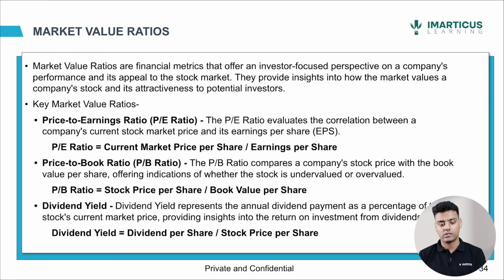The final one is the dividend yield ratio. The dividend yield ratio is calculated using the formula dividend per share divided by stock price per share. It tells you what is your return on your investment if you have purchased the stock at today's market price. What would be the percentage return of dividend on your investment if you had purchased the stock at today's market price?